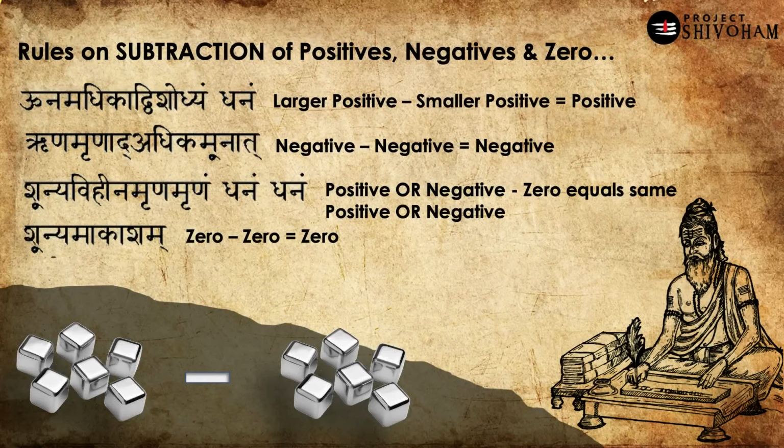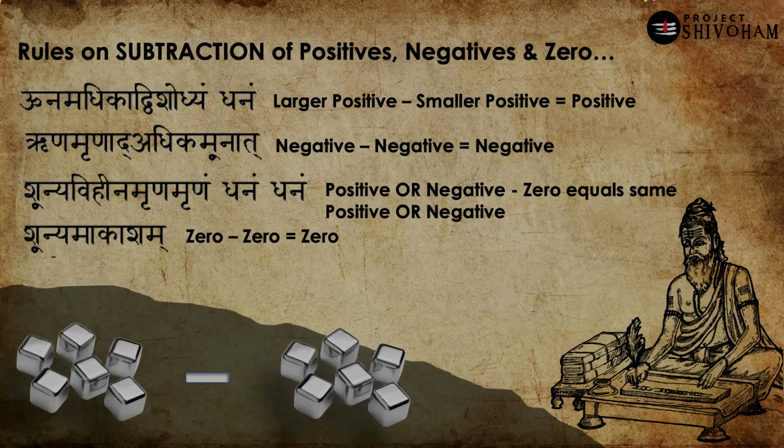Up next we have the rules on subtracting positives, negatives and 0. For instance, the first one reads, Unmadhika dvishodhyam dhanam. It means a larger positive minus a smaller positive results in a positive. Same way, another example, for instance, the third one, Shunya vihinam runam runam dhanam dhanam. It means when you subtract 0 from a positive or a negative quantity, you will be just left with the same positive or negative quantity.